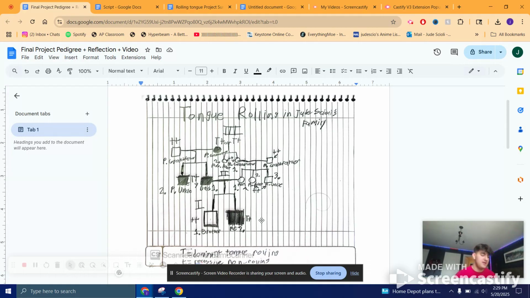So this activity really helped me to understand how dominant and recessive traits work and how scientists use pedigrees to track inheritance in families. It also connects to the big ideas in genetics that we studied this year, like how traits are inherited, what genotypes and phenotypes are, and how family history helps us understand our own biology.